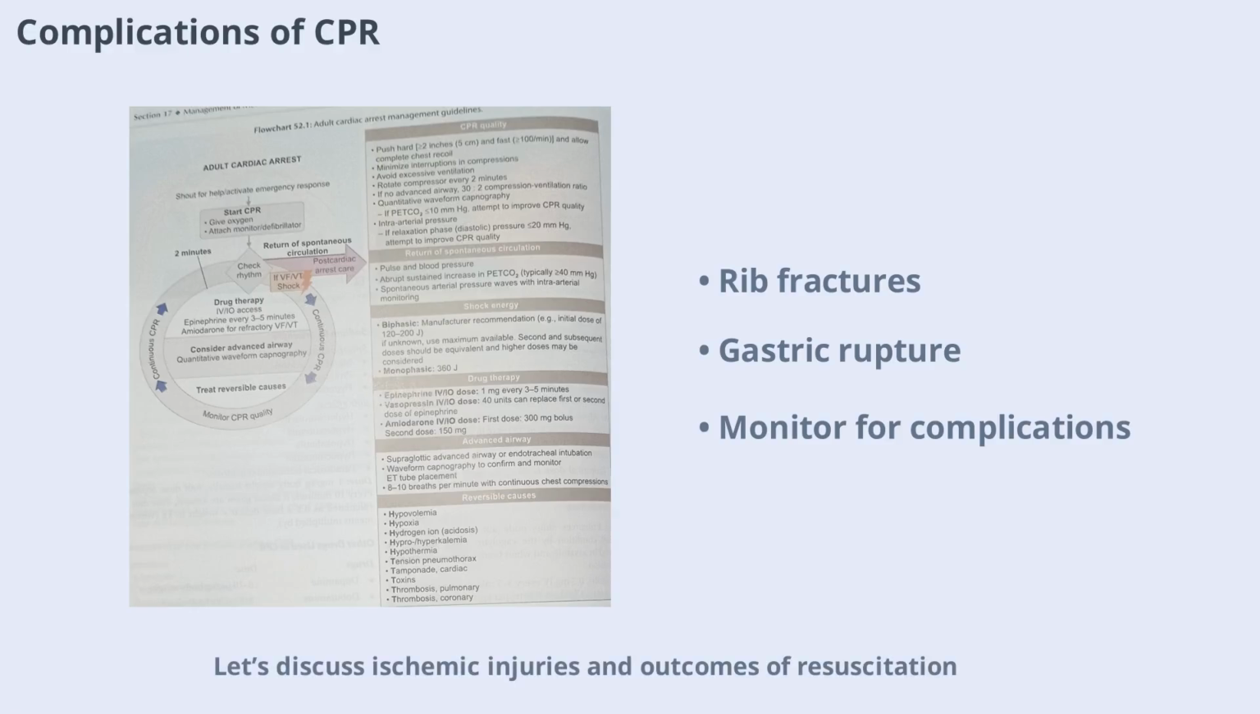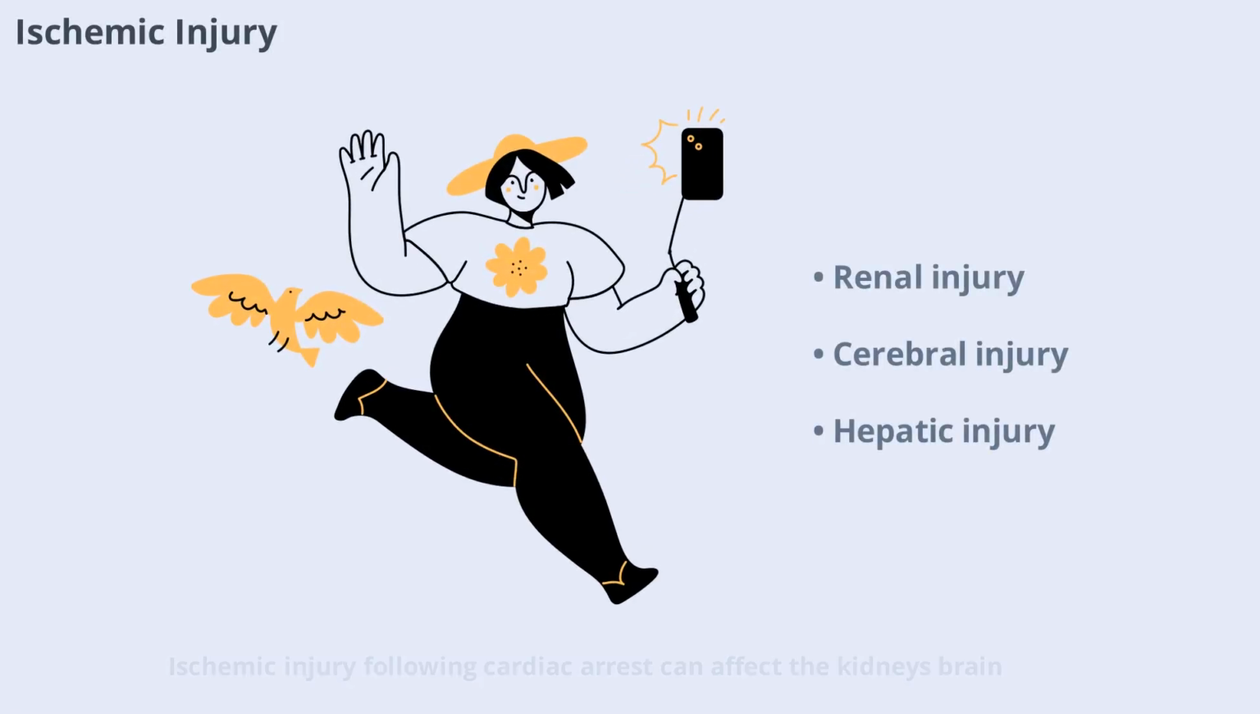Let's discuss ischemic injuries and outcomes of resuscitation. Ischemic injury following cardiac arrest can affect the kidneys, brain, liver, and other organs. The extent of injury depends on the duration of arrest and the effectiveness of resuscitation. Prompt CPR and advanced interventions reduce the risk of irreversible damage. Monitoring for ischemic injury is crucial during the post-resuscitation phase, as it guides further treatment and recovery.